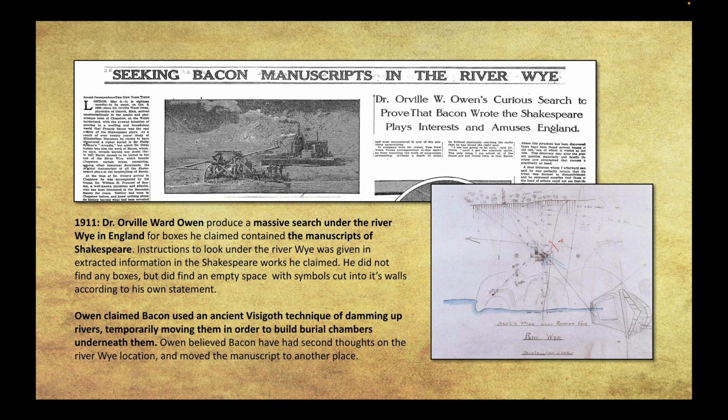And we have another thing here. In 1911, Dr. Orville Ward Owen produced a massive search on the River Wye in England for boxes he claimed contained the manuscripts of Shakespeare. He was looking under the River Wye because he claimed he found hints and instructions in the Shakespeare First Folio. He thought Bacon used an ancient Visigoth technique of damming up rivers and moving them in order to build burial chambers underneath them. Dr. Owen thought that Bacon used this method to hide the manuscripts on the River Wye. And later in his life, he regretted all this and theorized that the manuscripts were on Oak Island instead.